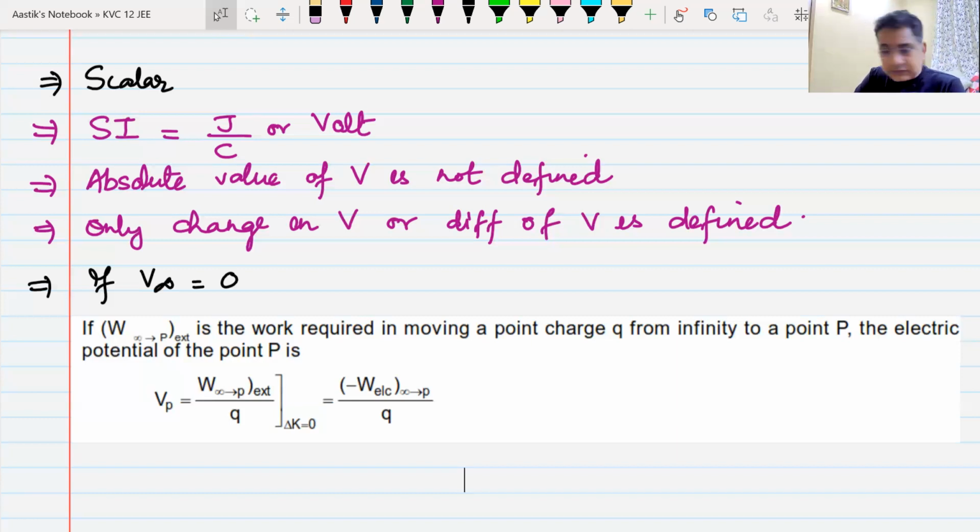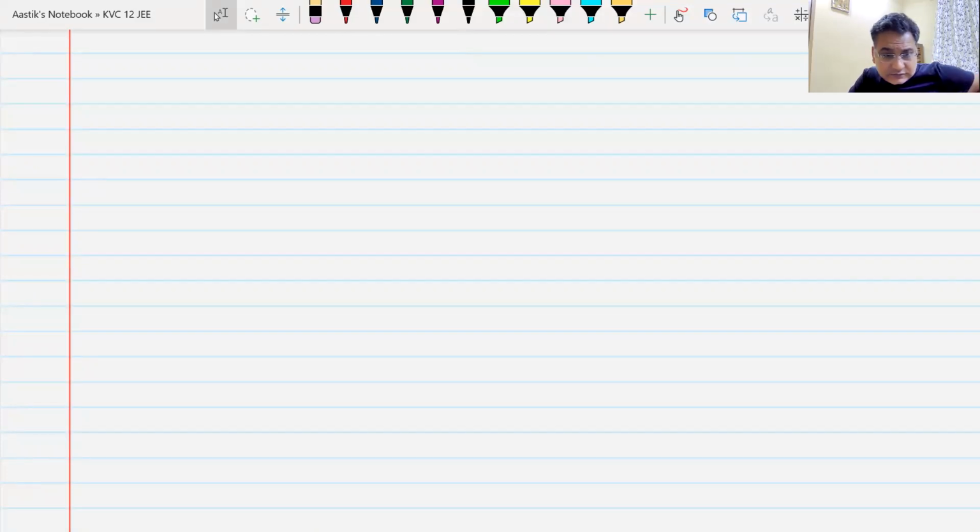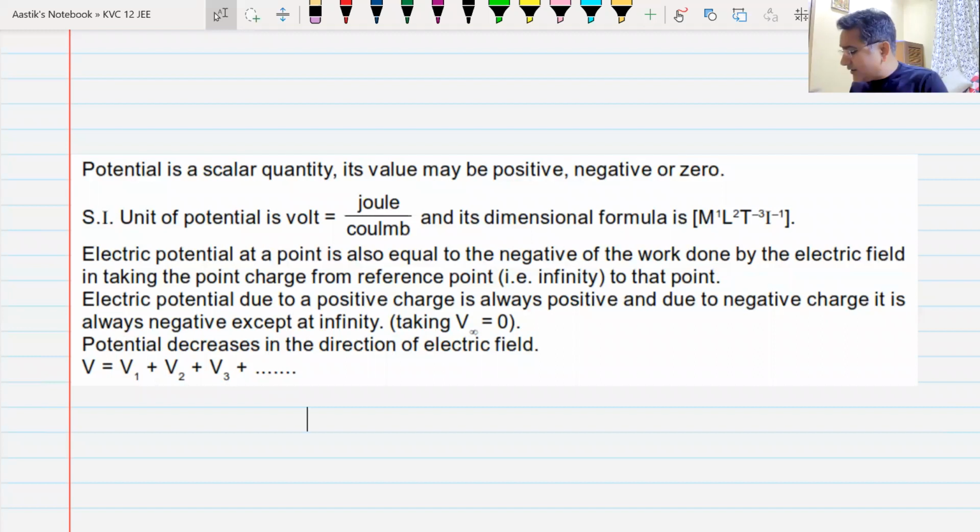Okay. Now, the next heading would be electrostatic potential due to a point charge. But before going on to this, I can see these properties. So we can just write these properties together so that we don't have to look here and there. You can write these properties which we have already discussed, and I will add some more points so that they become full.